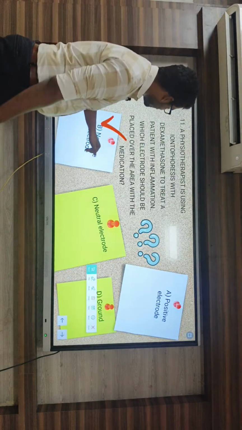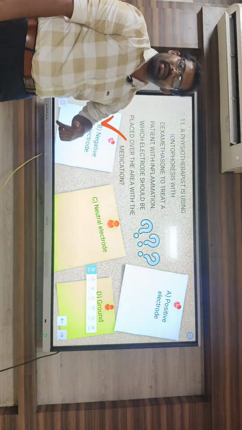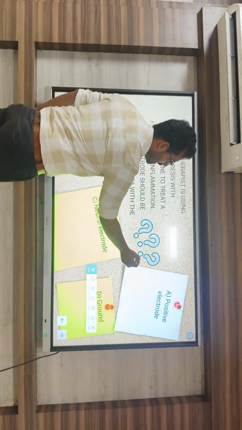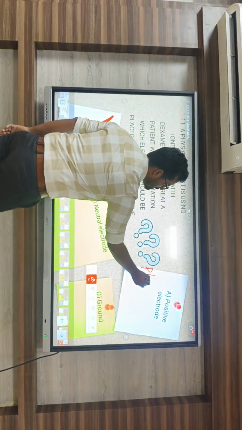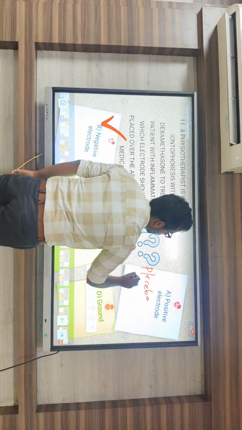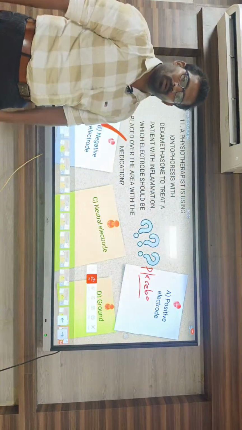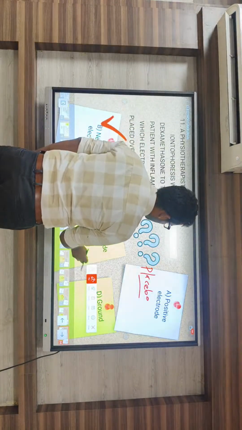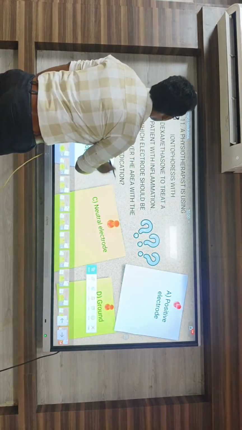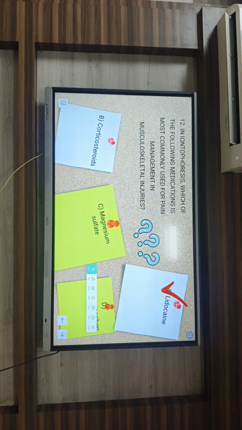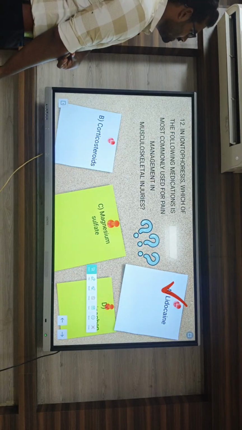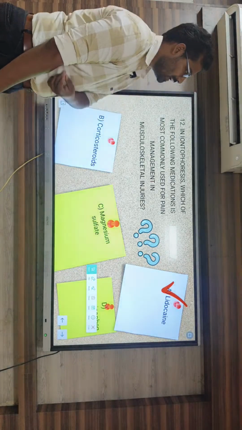So in case negative electrodeல ஏதாவது local contraindications இருக்கு அப்படின்னு பார்த்தோம்னா positive electrodeல place பண்ணுவாங்க. அந்த place பண்ற effectக்கு என்ன பேரு அப்படின்னு பார்த்தோம்னா placebo effect. What is the effect? That is the placebo effect. In iontophoresis, which of the following medication is most commonly used for pain management in the musculoskeletal injury? The answer is lidocaine.